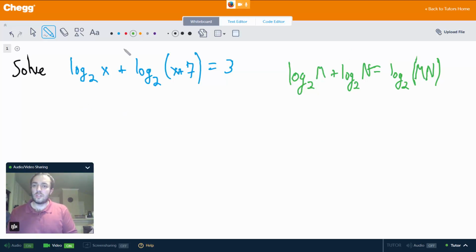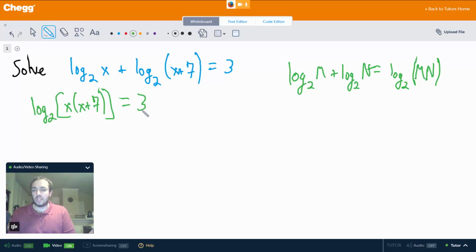Okay, so if we do that over here, then that's going to give us the base 2 log of x times the quantity x plus 7 equals 3. Now there's a couple different things we could do next. Let's go ahead and distribute this x into x plus 7. So that's going to give us the base 2 log of x squared plus 7x, and that equals 3.